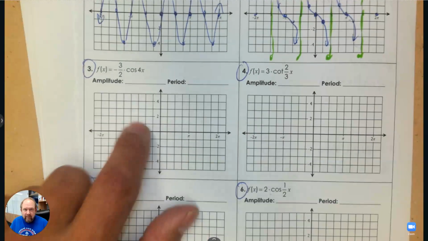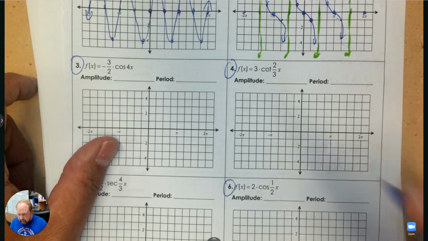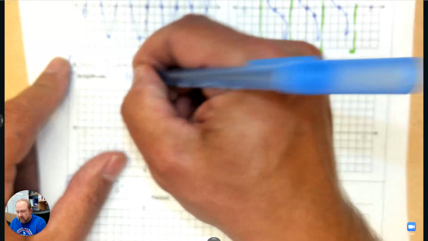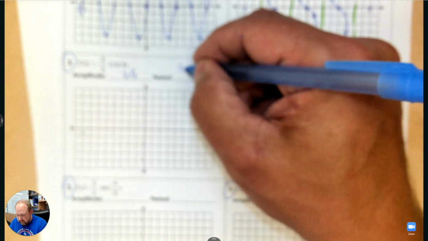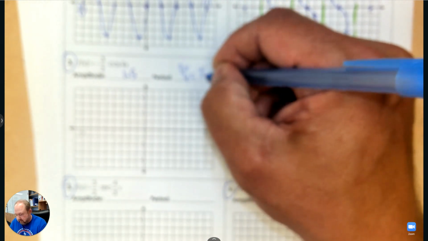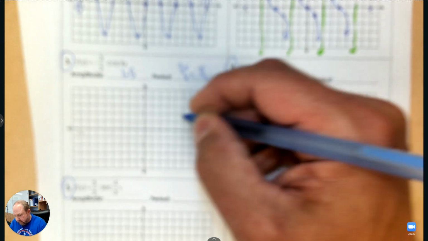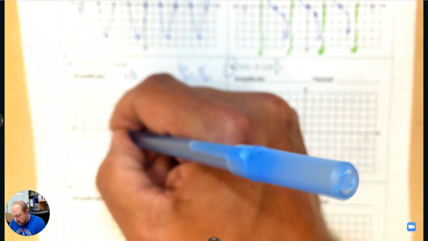Number 3, you should try it first, right? Press pause. So the amplitude here is +1.5, and the period is 2 pi divided by 4, which is pi over 2. I am going to change the scale here, so this is going to be pi over 2, and half of that's pi over 4. Same thing over here.